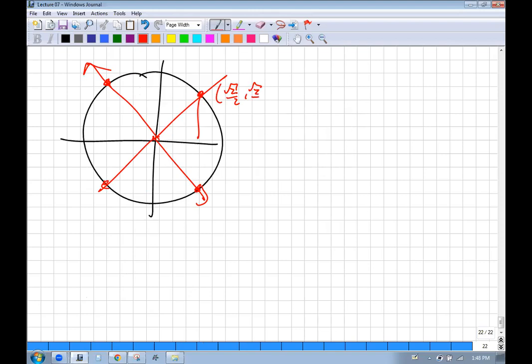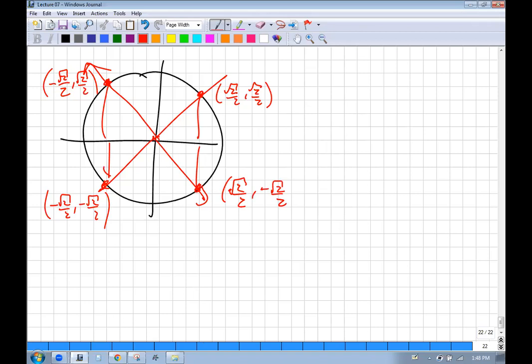This coordinate is the same triangle. The x is negative now, though, but the y is still positive. Over here, the x is negative and the y is negative. Over here, same triangle. The x is positive, but the y is negative.